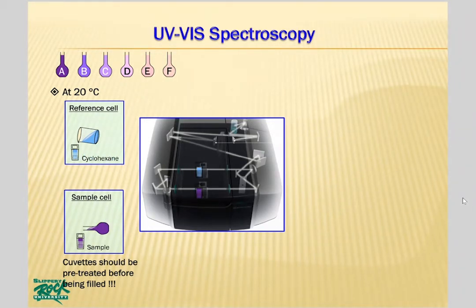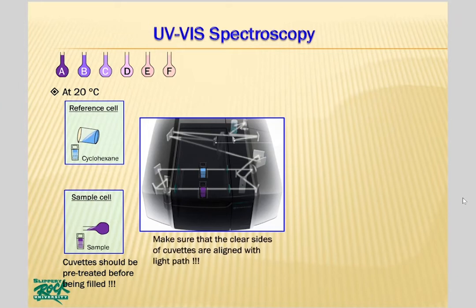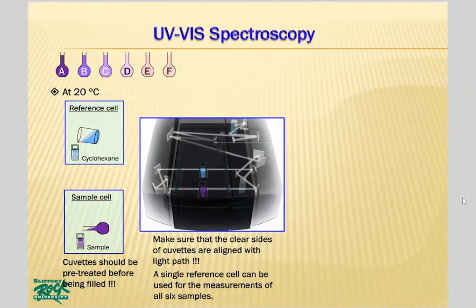Insert the reference cuvette into the upper cell holder and the sample cuvette into the lower cell holder. Make sure that the clear sides of cuvettes are aligned with the light path. A single reference cell can be used for the measurements of all 6 samples.